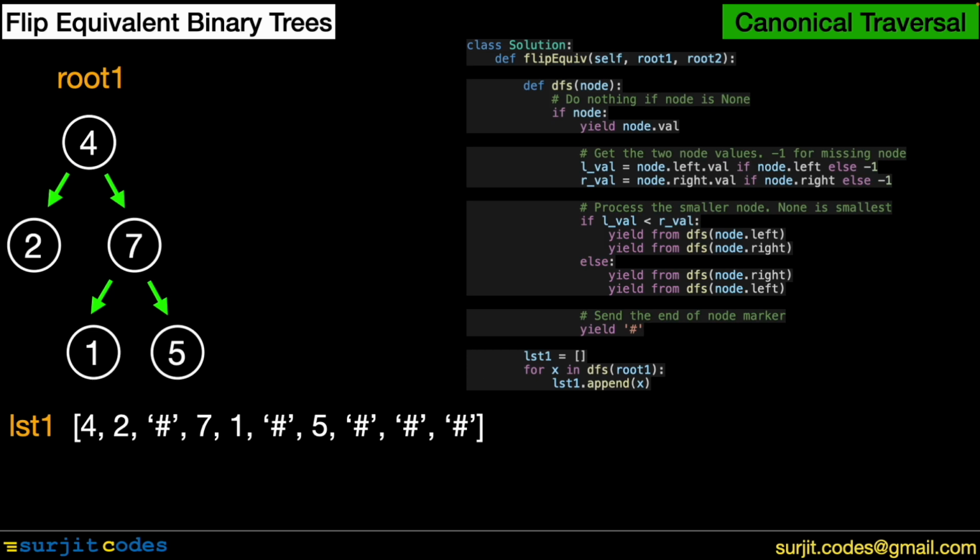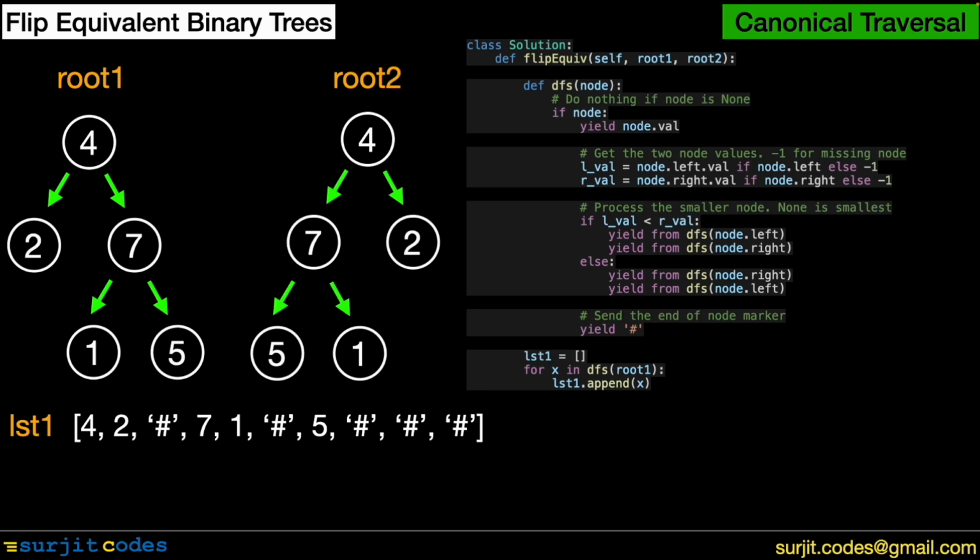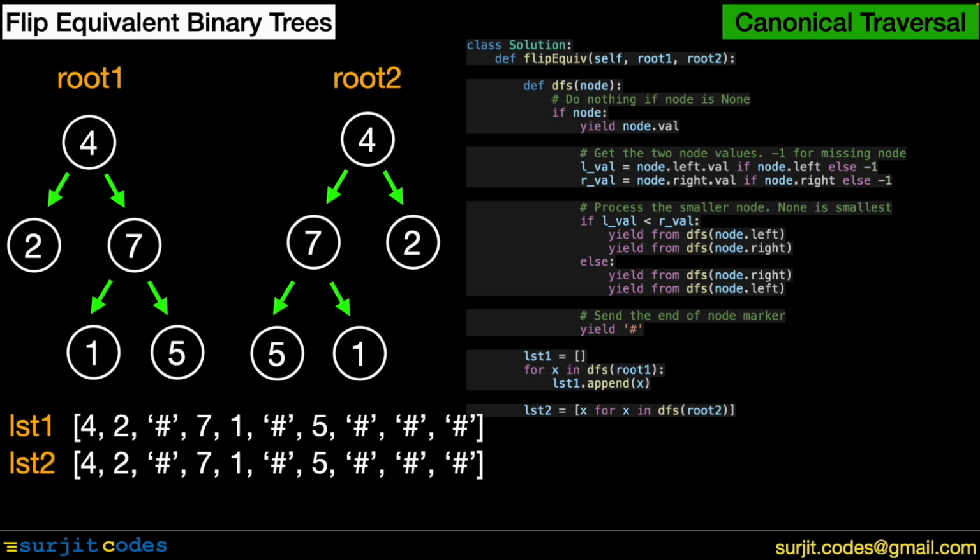After the end of the DFS generator function for root 1, no more yields are possible and we come out of the for statement. We will now get a similar list for the other tree. But this time we will learn to combine three statements into one. We are using the same generator for root 2 this time inside the definition of list 2. The X items appended in list 2 are those which we retrieve from DFS for root 2.